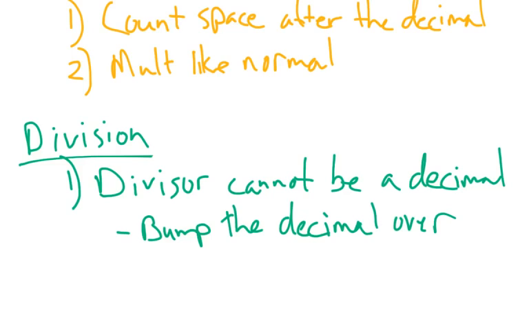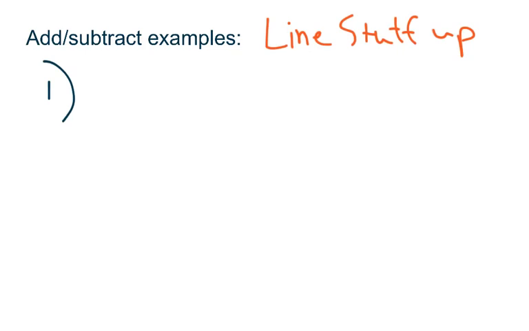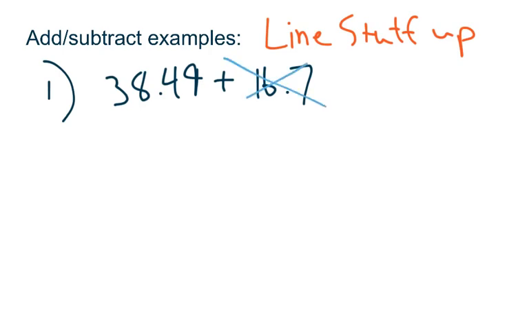Okay, so those are the core ideas that we have with adding, subtracting, multiplying, and dividing by decimals. Now let's put them to practice. So when we talk about add and subtract, again, the core idea here is line stuff up to keep it simple. And so let's say we have, for example, 38.49 plus 16.7. Now, what we have to do is not look at it like this. We have to write it as a vertical problem. So I'm going to cross that out, put a plus sign here, and line stuff up.